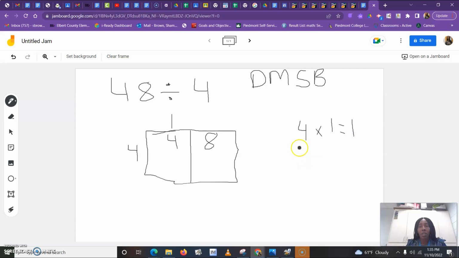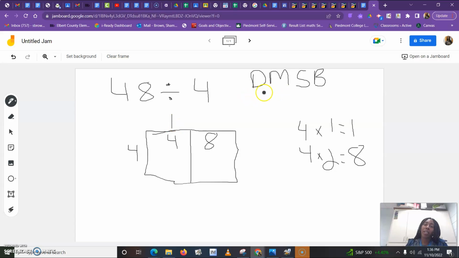And if I do 4 times 2, that is 8. So I already know if I did 2 groups of 4, that would be too much. So I can't go 2 groups, I can only do 1. So my 1 goes on the top of this first box.